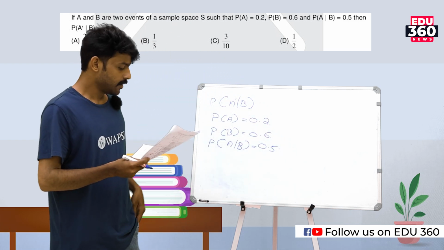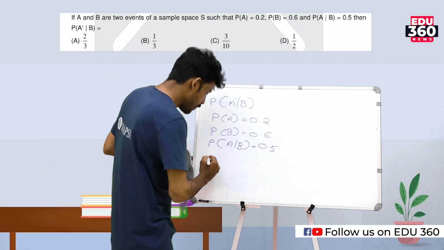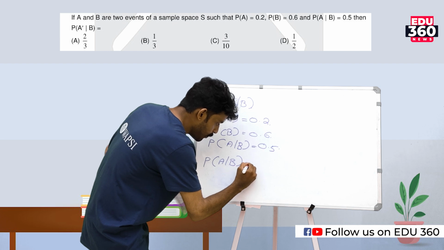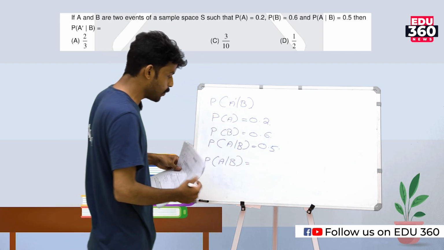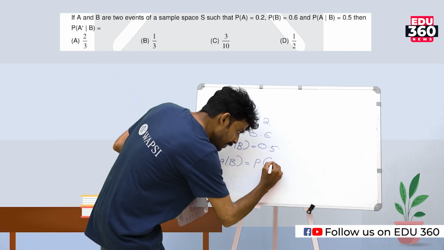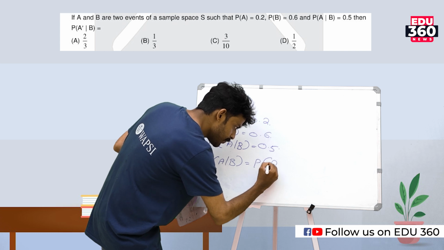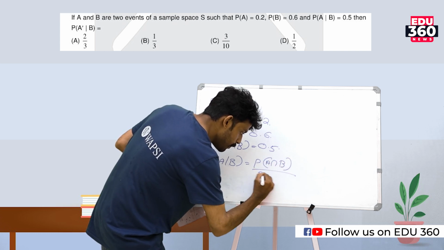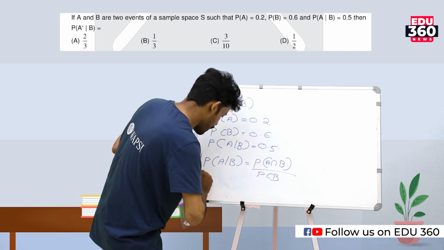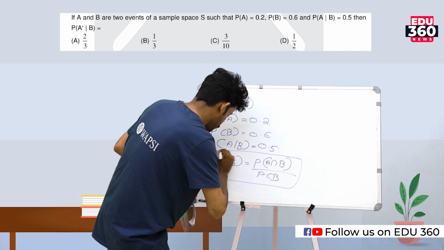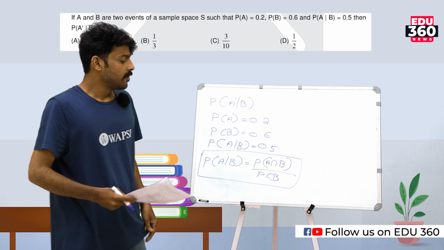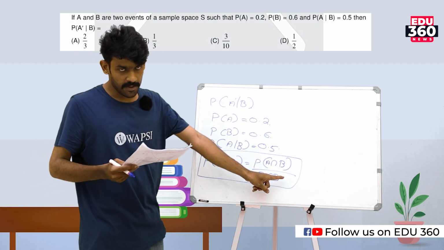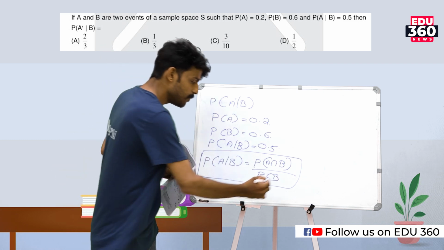So hereafter, we know that P of A bar B will be equal to P of A intersection B divided by P of B. We know this equation. So that is P of A bar B is equal to P of A intersection B divided by P of B.